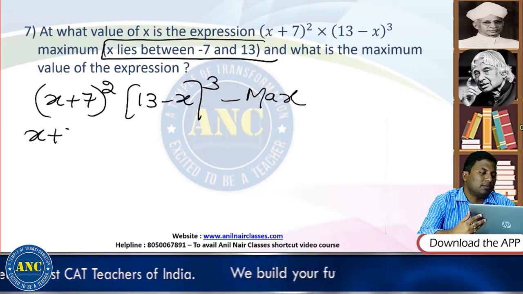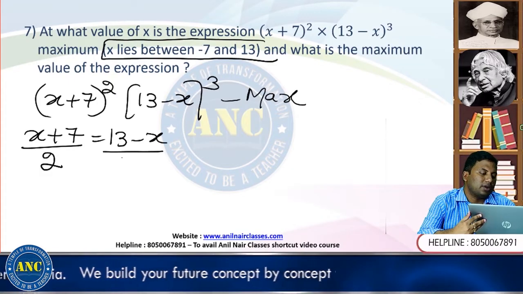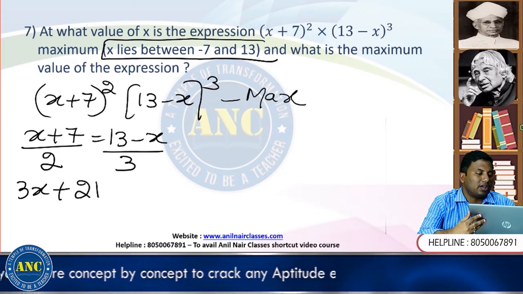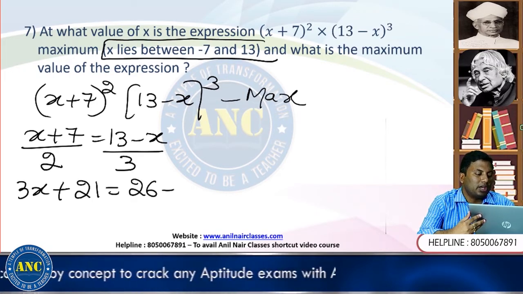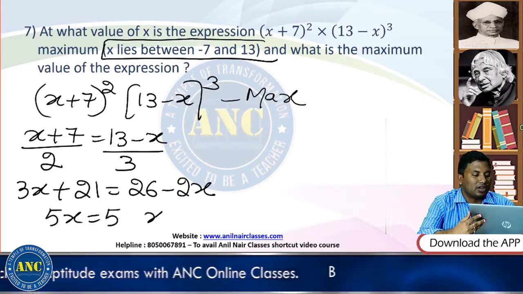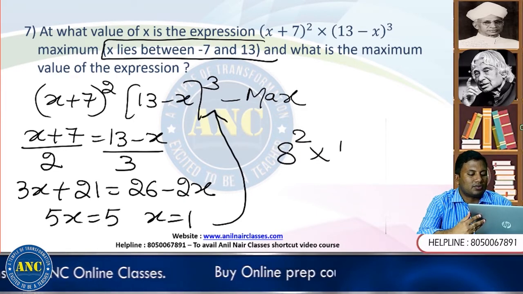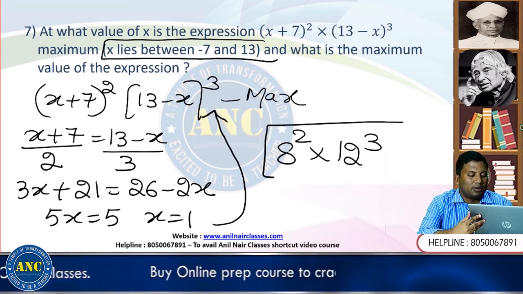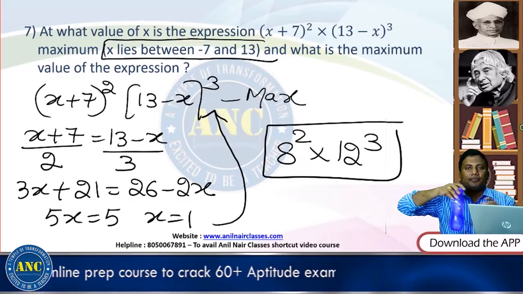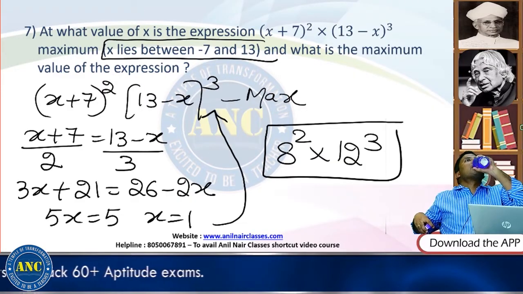So this will become (x plus 7) by 2 equivalent to (13 minus x) by 3. So this will become 3x plus 21 equivalent to 26 minus 2x. So 5x equivalent to 5, x value is 1. If I substitute x value 1, this will become 8 square into 12 cube. I hope the 7th one in type B is clear.